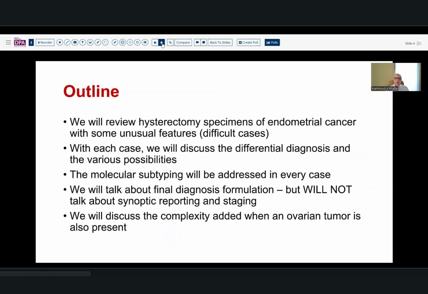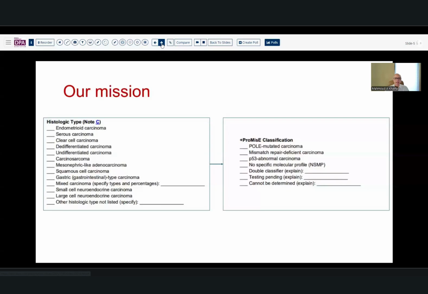With each case, we will discuss the differential diagnosis, what are the possibilities, and why we choose one diagnosis and not the other. The molecular subtyping will be addressed with every case, and we will talk about final diagnosis formulation only. I will not talk about synoptic reports, and I will not talk about staging, because these are topics for another talk. We will discuss the complexity added when the ovary shows unexpected findings of cancer in the same case.